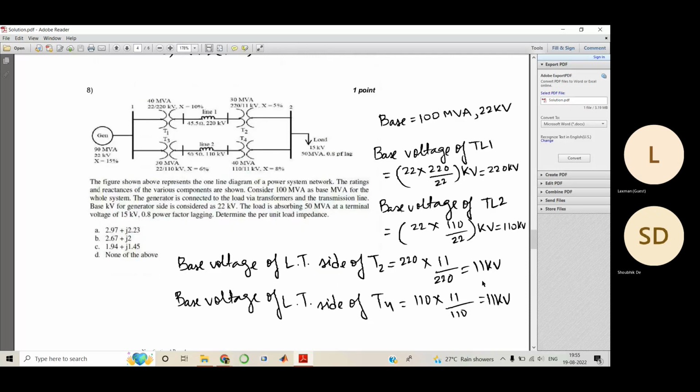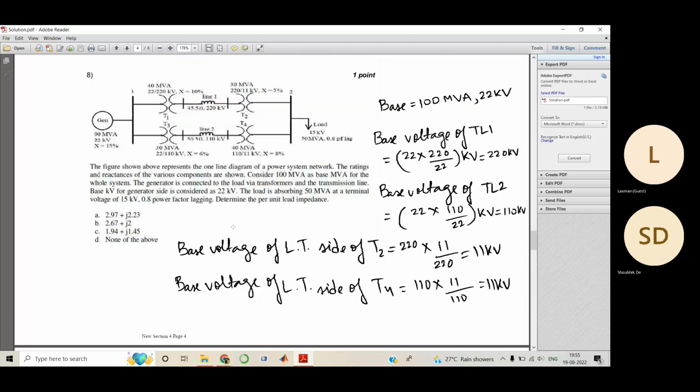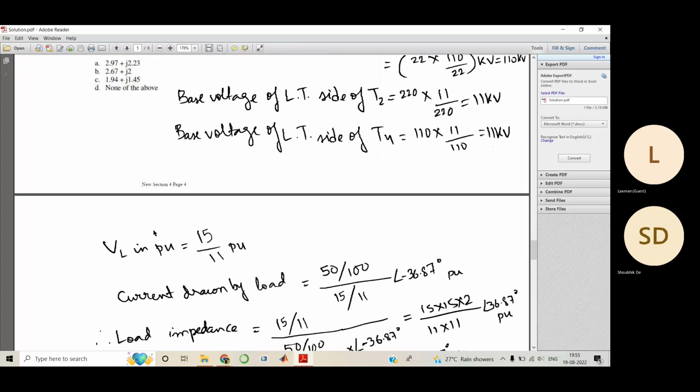Again, using the same formula, we calculate the base voltage at the lower voltage side of T2 and T4, and we get 11 kV for both. Now we see that the load voltage is rated at 15 kV, so the load voltage in per unit would be 15 by 11. The current drawn by the load would be the MVA divided by the voltage. You see that I am not using any root 3 here, because all of these would get cancelled since we are calculating in per unit.